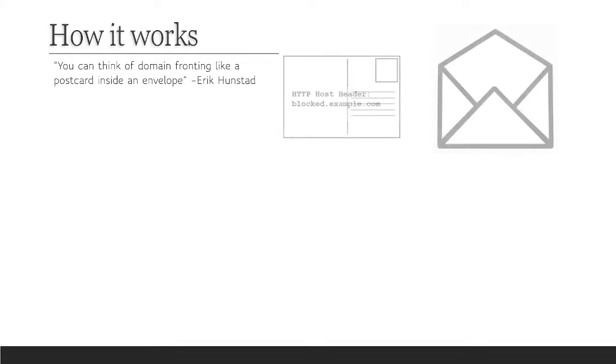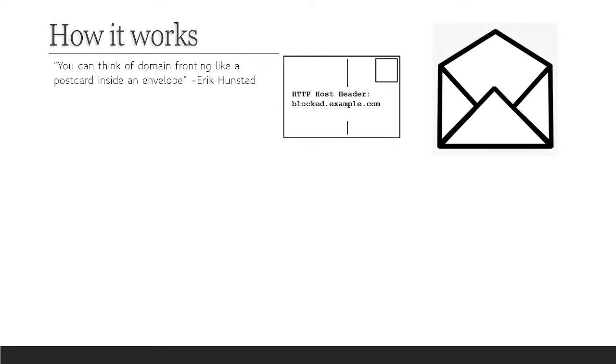Okay, so I've designed this little infographic to help explain how domain fronting works. In 2020, Eric Hunstad said this great quote that I really like. You can think of domain fronting like a postcard inside an envelope. So let's view it in that regard. First, we have the HTTP packet or postcard with our host header addressed to blocked.example.com, which is going to serve as our true destination for this.